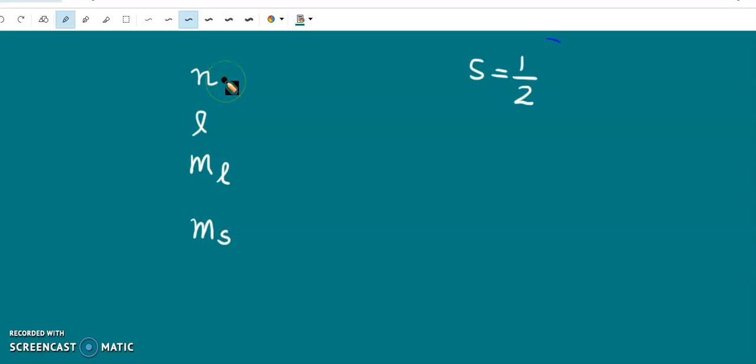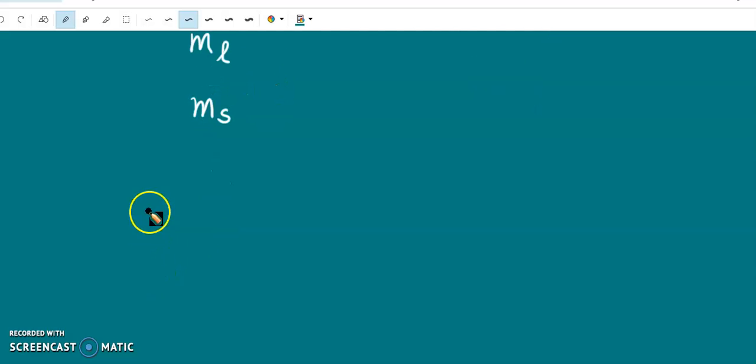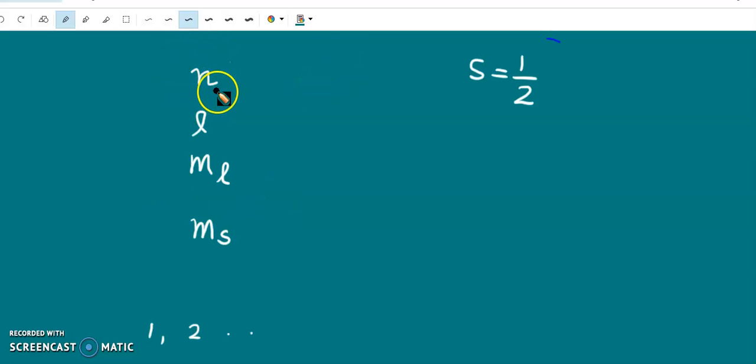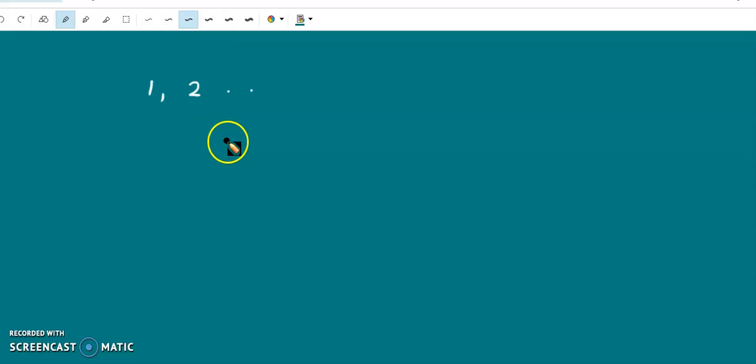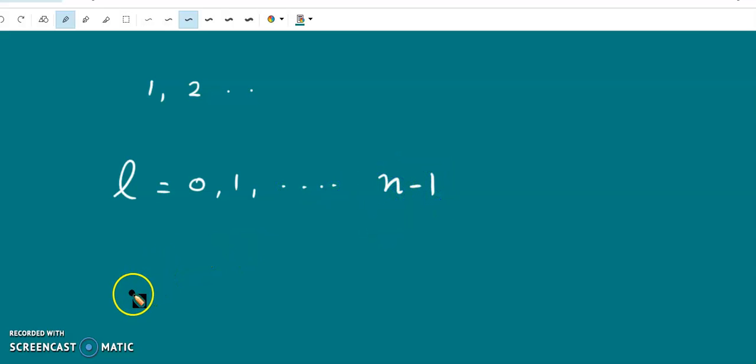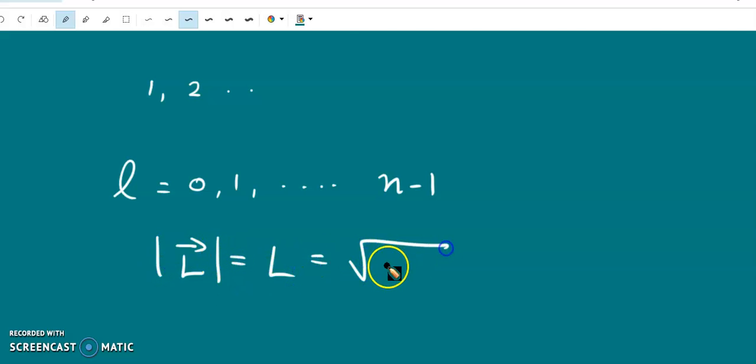The principal quantum number n can take values 1, 2, 3, etc., and it describes the quantization of energy of the atomic electron. The orbital quantum number l can take values 0, 1, 2, 3, etc., up to n-1, and it describes the quantization of the magnitude of the orbital angular momentum, according to the expression: magnitude of angular momentum L is equal to root of l into l plus 1 times h cross.